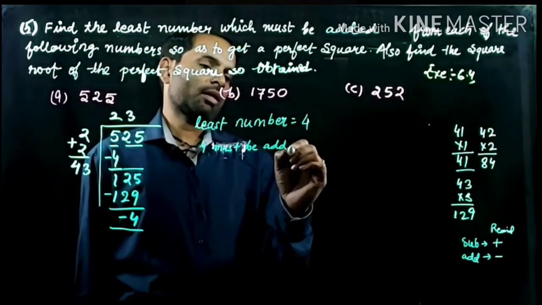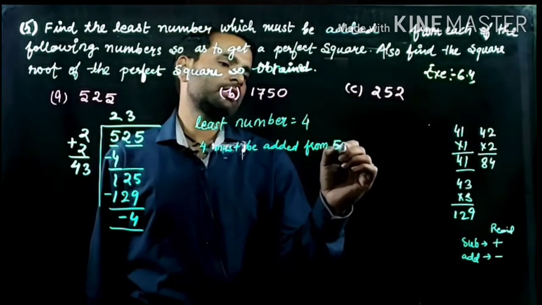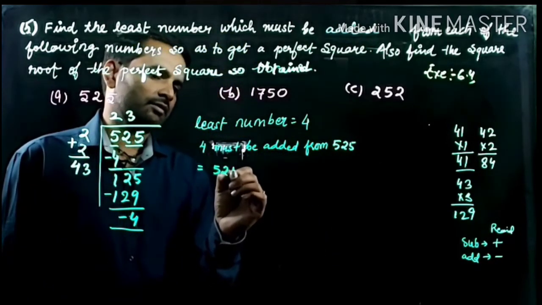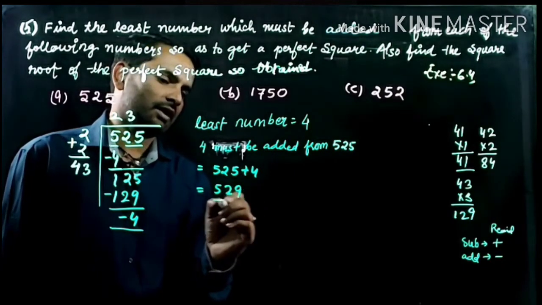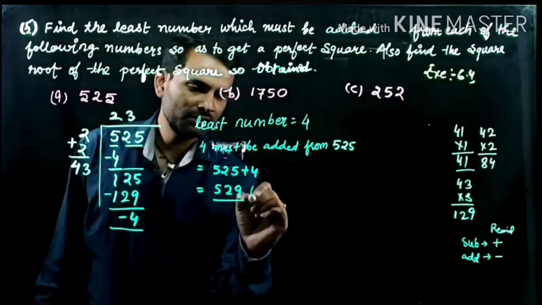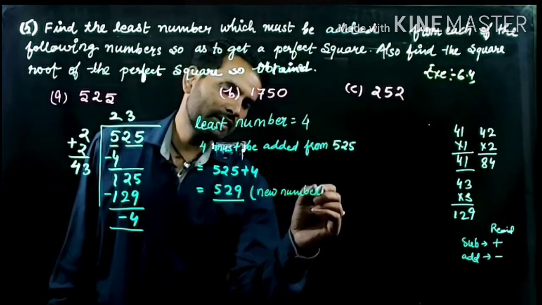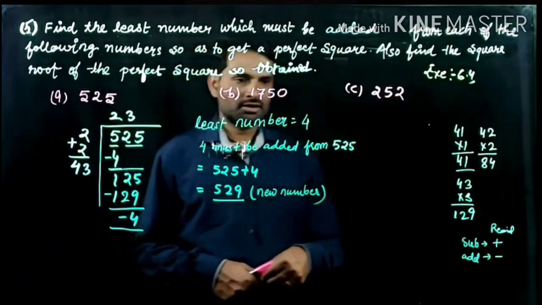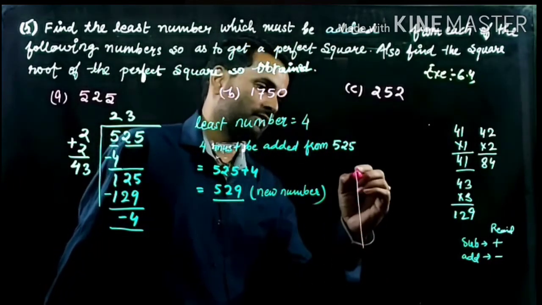Okay, added to which number is given, 525. So this is equal to 525 plus 4, which is 529. Okay, and find the new number. It's called the new number after adding the least number, and you find the square root of the given number. For this number, again you use the division method.